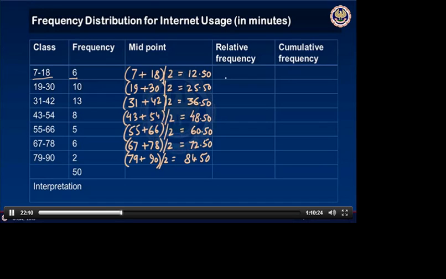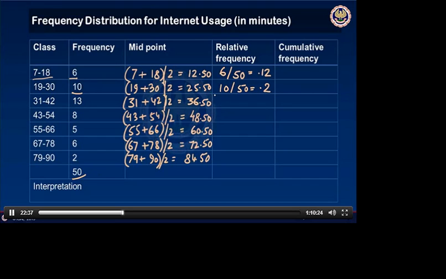So now we come to the relative frequency. Now relative frequency would be 6 divided by 50. So the formula for calculating relative frequency is 6 divided by 50. So this will be 0.12. So here it will be 10 divided by 50. So what we do, we take the frequency and take the total frequency. So 10 divided by 50. So we get 0.2.